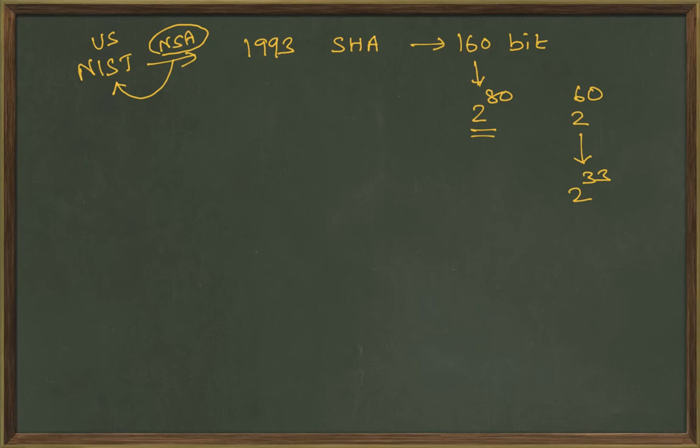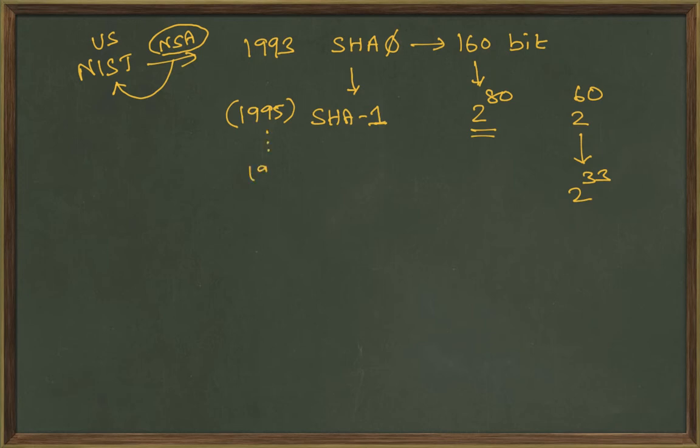What they did was they never told the world what the weakness was. Instead, they silently created another hashing algorithm called SHA-1. So to avoid confusion, the original SHA was later renamed to SHA-0. SHA-1 was announced sometime roughly around 1995. But they never told what weakness they found in SHA-0.